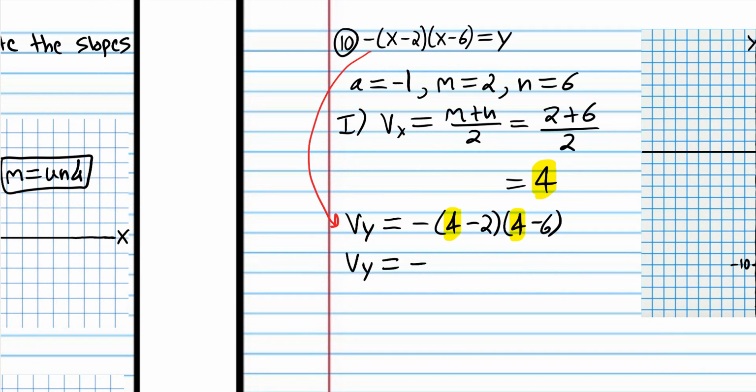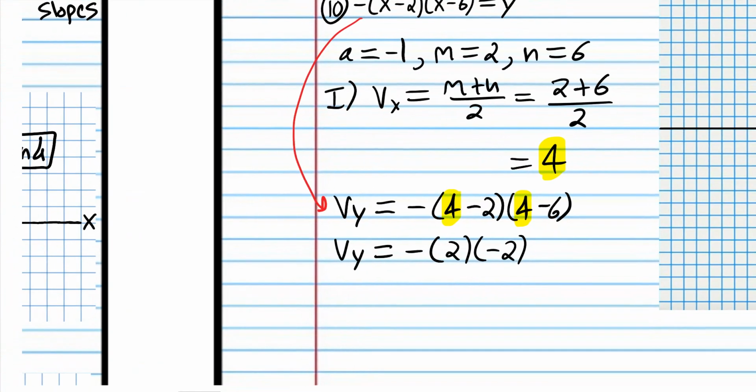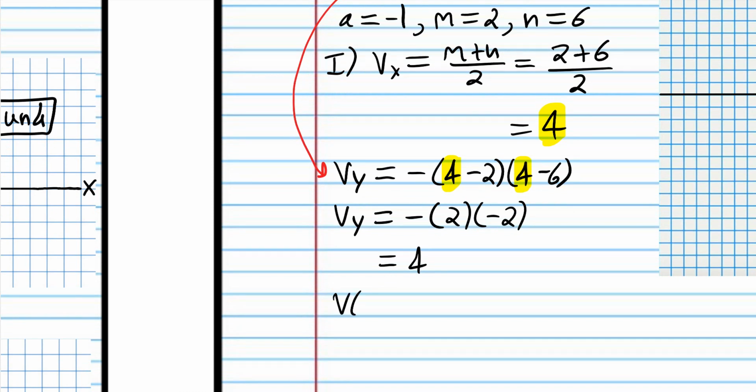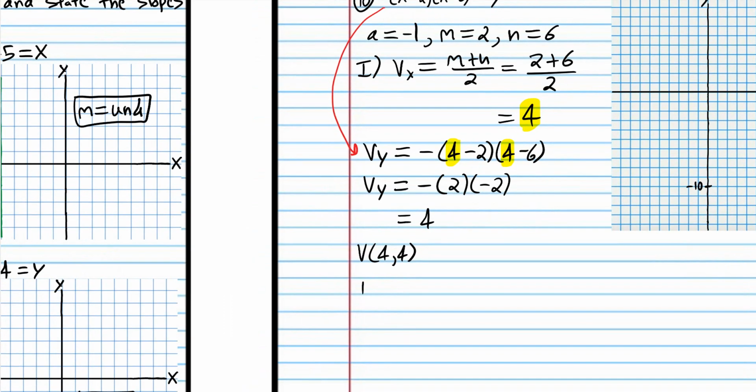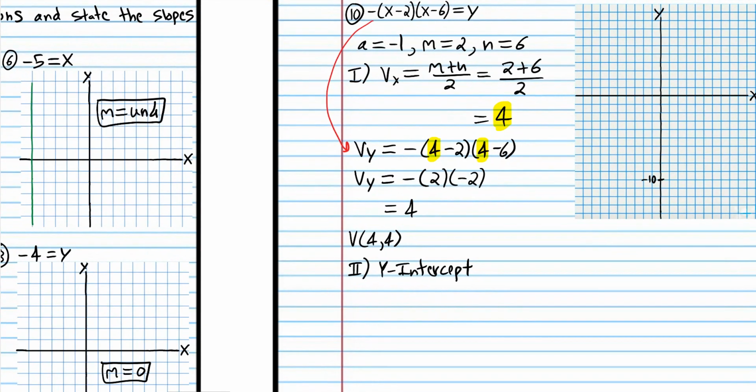And so Vy is equal to -2 times -2. And so we get +4, it looks like. So the vertex is 4, 4. Step 2, we're going to find the y-intercept. And to find the y-intercept, as usual, we let x equal 0. And we plug in 0 to the original equation.